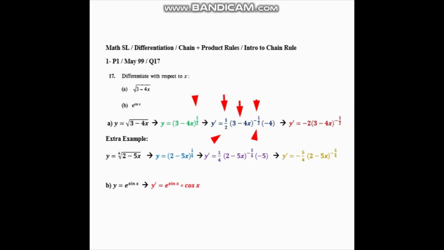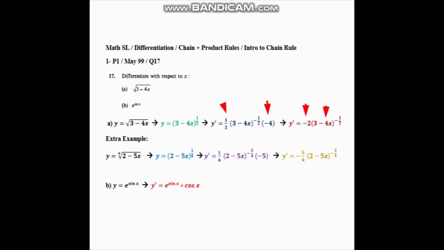What is the derivative of 3? Obviously 0, because it's a constant. What is the derivative of negative 4x? This becomes negative 4. In the red equation, all I've done is simplify. I've multiplied the negative 4 by the half, hence obtaining negative 2. And the bracket remains the same, 3 minus 4x to the power of negative half.